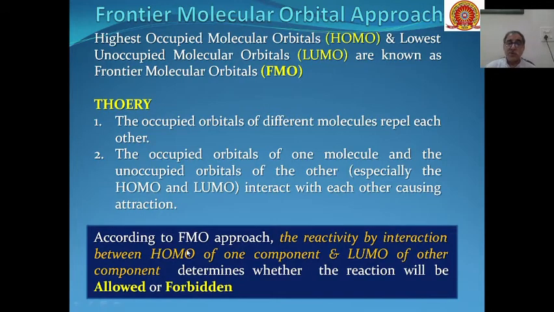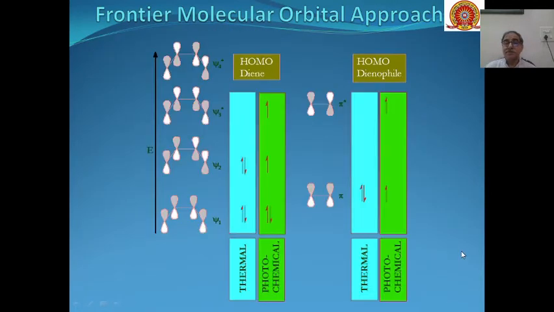So according to FMO approach, the reactivity by interaction between HOMO of one component and LUMO of other component determines whether the reaction will be allowed or forbidden. So if that interaction is effective, then the process will be allowed, and if that interaction is not effective, then that will be forbidden. So these are the frontier molecular orbitals of this. This is for diene and this is for dienophile.